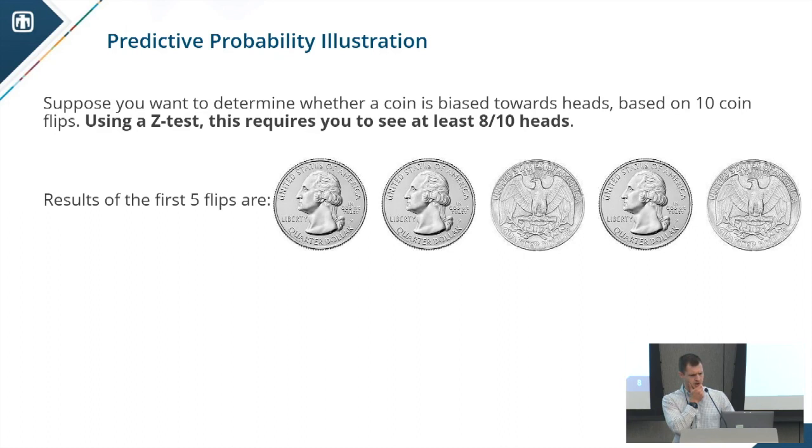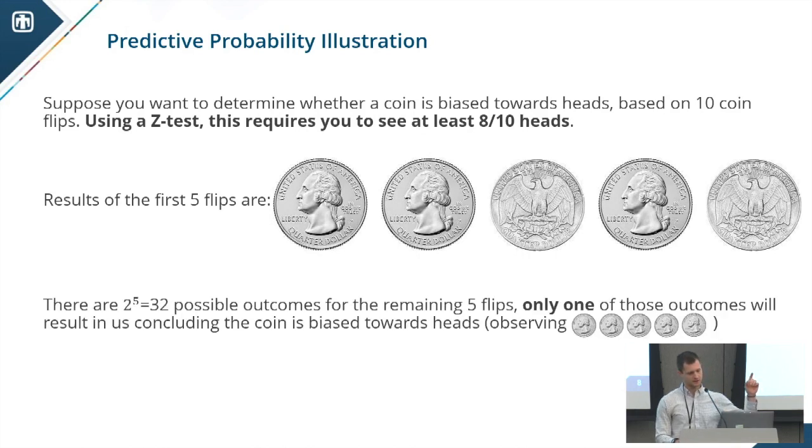Okay. So let's suppose our first 5 flips end up like this. In your first 5 flips, you see 3 heads. Great. You have 5 more flips in your original design. Well, if you think about this, the only way at this point that you could reject your null hypothesis, or say the coin is biased based on this criteria, is if the last 5 flips are heads. There's no other way that you can get 8 out of 10 heads if out of the first 5, only 3 of them are heads.